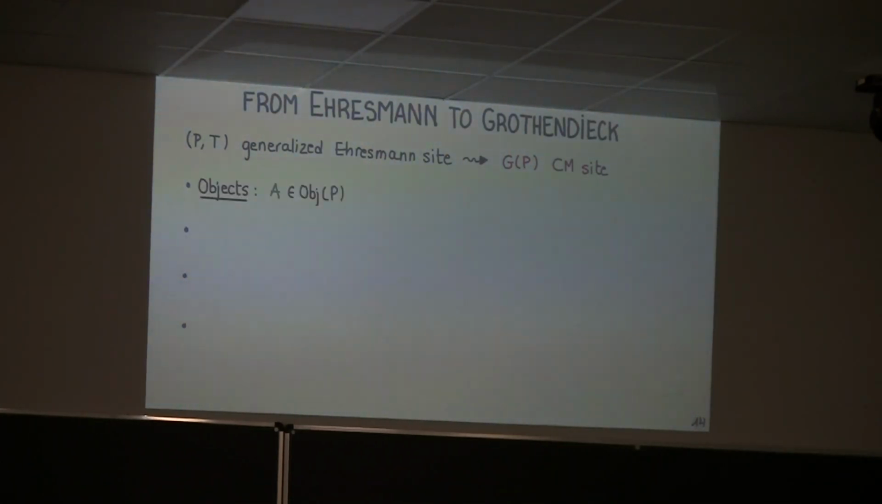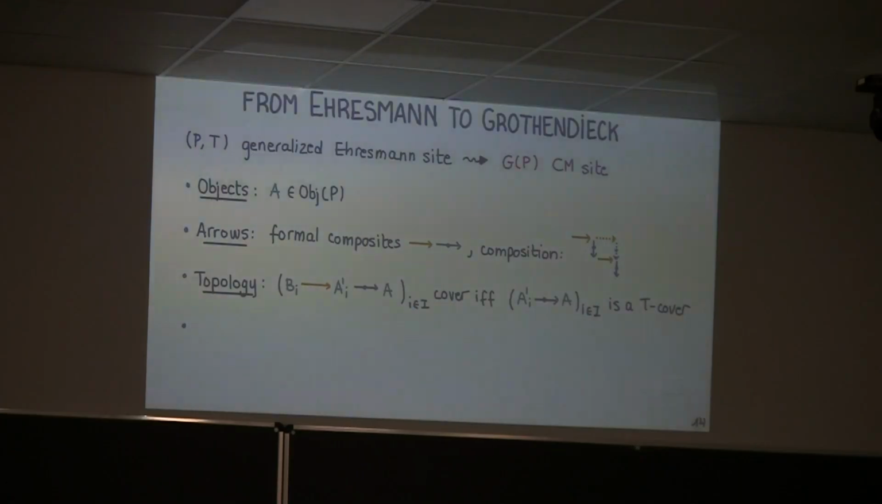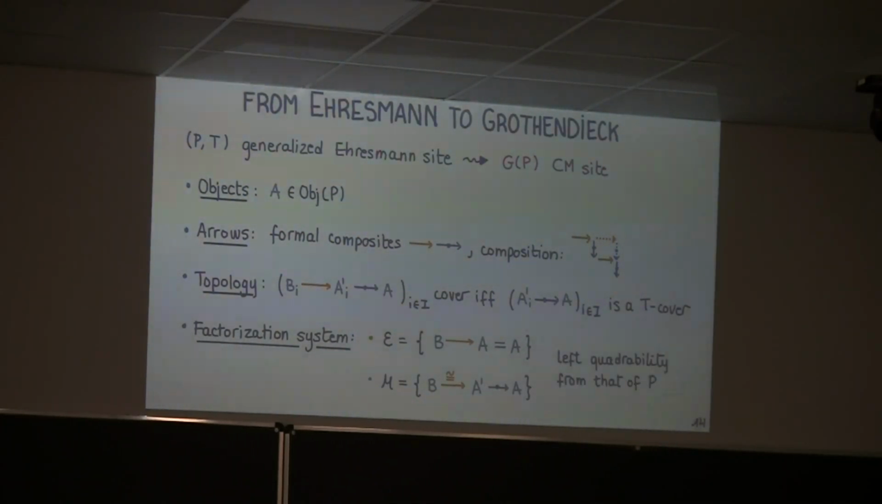This one is easier. Same objects. Arrows, formal composites of horizontal and vertical, where the composition is given by the discrete fibration property. The topology, we consider families like this, in which the vertical part was covering in the Ehresmann topology. And then the factorization system in this site will be taking horizontal identity and isomorphism vertically. And the left cancellativity follows almost directly from the monoid.